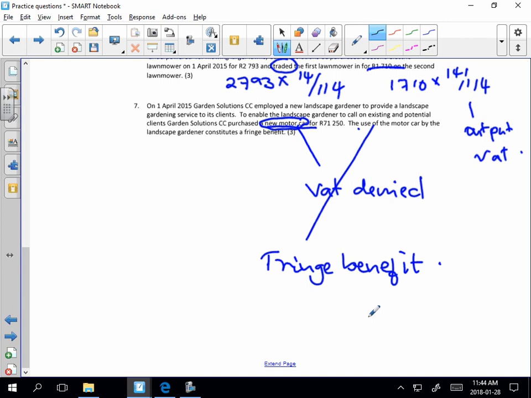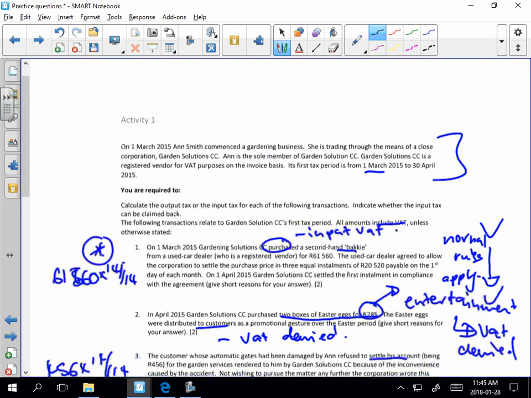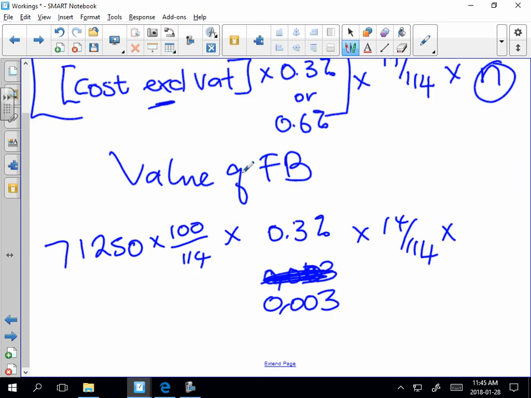All right, so let's look at how long this person got a fringe benefit for. On the 1st of April, they hired this person and they received the use of a motor car. The period here runs from the 1st of March to the 30th of April. So how many months? Therefore, that's going to be 1 month. Guys, does this make sense? Okay, that's how you calculate the fringe benefit.